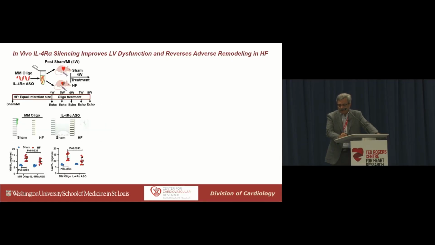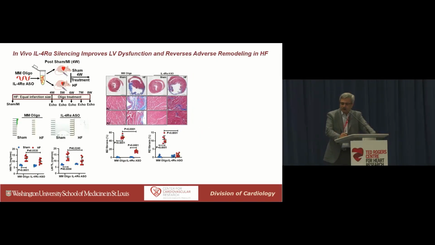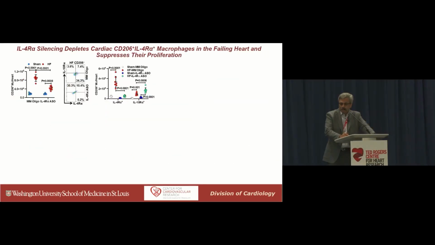And that is quantitated here. For some reason the gross pathology is not showing up there, but we saw a decrease in the heart weights and lung weights. We saw a progressive improvement in chamber volumes and a progressive improvement in LV ejection fraction with IL-4 receptor alpha ASO treatment, and a reduction, incredibly, of fibrosis, especially in the border zone. And we quantified myocyte hypertrophy using histology as well. Essentially, all of the aspects of tissue remodeling as well as chamber function were reversed with this therapy.